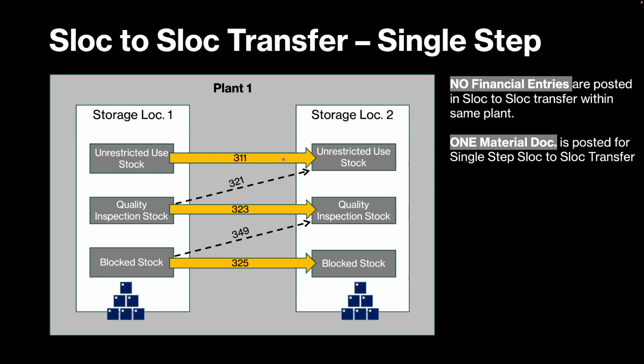And all these movement types that you see here are for the single step stock transfer process. That is, the moment you post these movement types, material in the system will get instantaneously transferred from this storage location to this storage location. And that is why you will have one material document getting posted for both sides. That is, in a single material document, you will have the issuing side and the receiving side also.